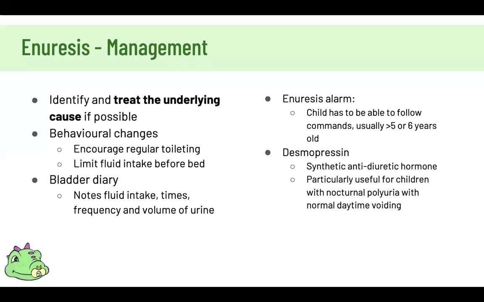Then as your last line treatment, you'd start to consider pharmacological drugs. So the main one would be desmopressin, which is essentially synthetic ADH. This is very useful for children that have nocturnal polyuria with normal daytime voiding, so pretty much all the issues are at night. And it can also be used if there's a prompt need to correct the enuresis in the short term. So it can be used if the kid's going to camp or something in a couple of weeks. It can be used to manage symptoms very short term.